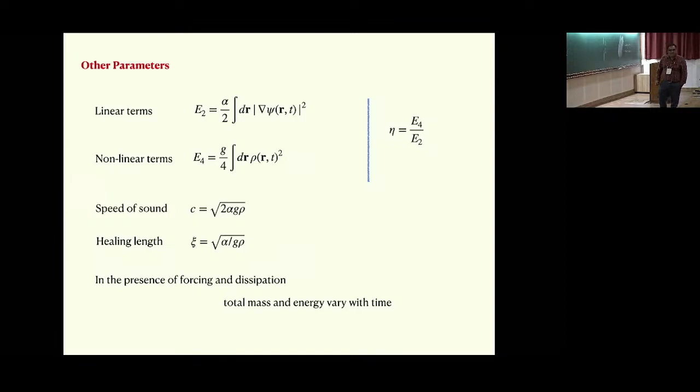Okay, and a few other parameters which are of interest. There is an energy associated with the linear terms, which I will call E2. Then there's an energy associated with the nonlinear terms, which I will call E4. I will use these to define a parameter eta that will give me a crude sense of how nonlinear my system is. That's going to be a very crude sense, but again, the whole talk will be very qualitative. And then, of course, I have my speed of sound defined in terms of alpha, g, and rho, and the healing length.